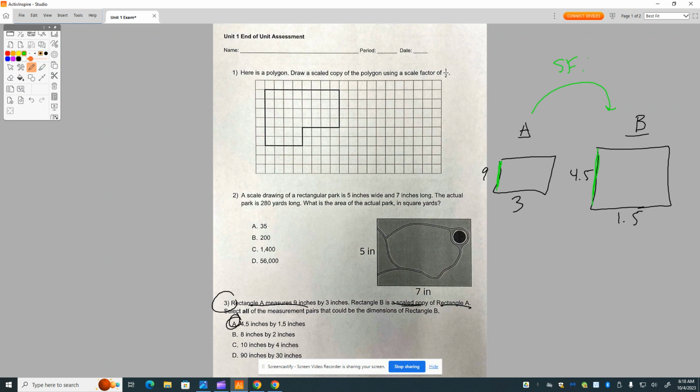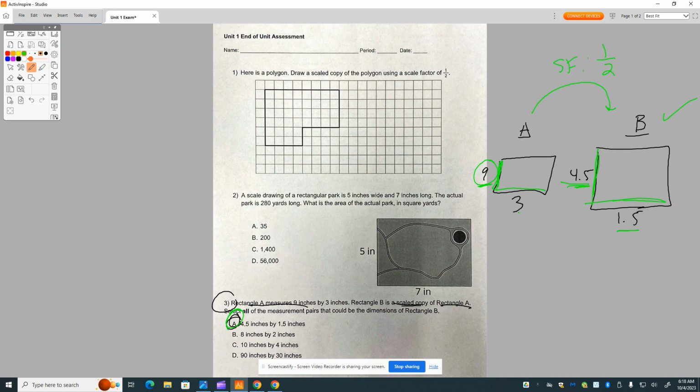So let's think about this. 9 times what equals 4.5? Well, I can see that 4.5 is half of 9. So that means I'm going to double check to make sure that all the sides of my original have been multiplied by a scale factor of 1/2 to equal the corresponding sides of my scaled copy. Now, what is 3 times 1/2? Well, 3 times 1/2 would be just 1.5. So that means that this could be an option.